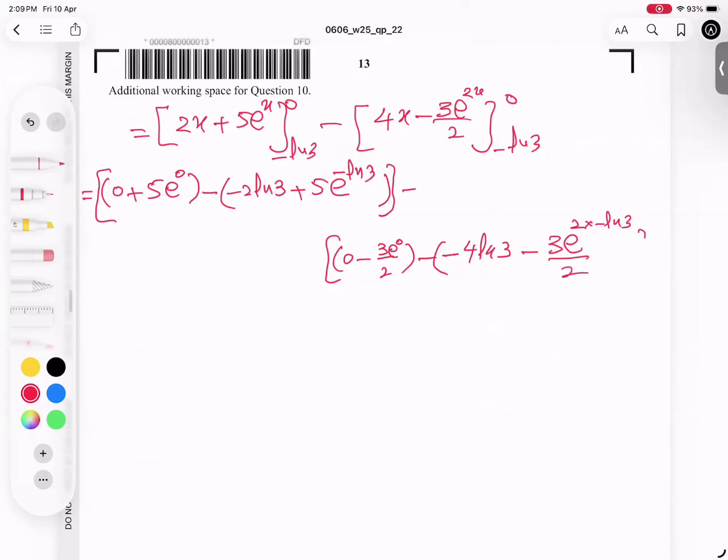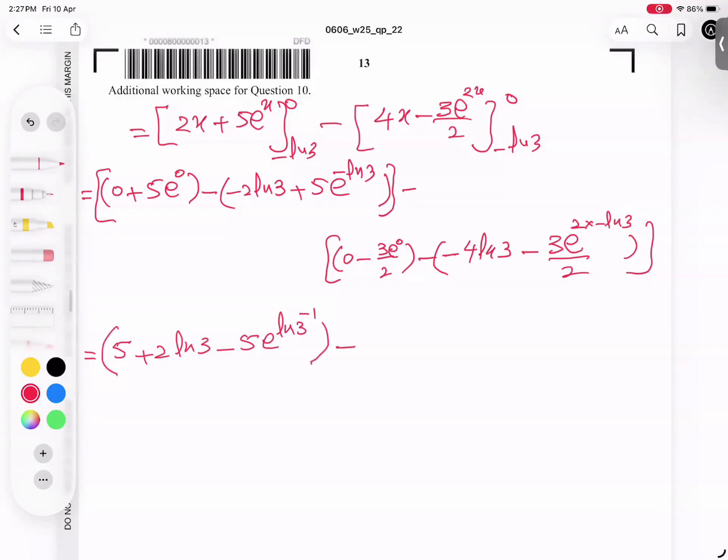This is done. So here I'm getting 5 because something to the power 0 is 1, so 5 here. And here negative into negative is positive, so I'm getting positive 2 ln 3. Okay, negative into positive, I'm getting here negative and 5. And this negative 1 goes in the power. So I can say e to the power ln 3 to the power minus 1. So this is completely done. Negative sign now. Now what about this, students? So negative 3 over 2.